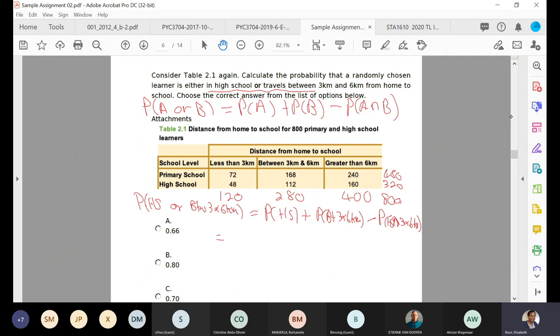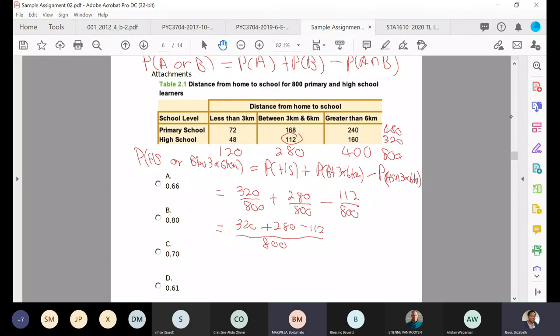Which then means the probability of high school, regardless of where they are, is 320 divided by 800, plus the probability of between 3 and 6 kilometers, 280 divided by 800, because these are events, minus the probability of a joint event, which is 112 divided by 800. Which is the same as 320 plus 280 minus 112, if you want to divide by 800. Zero comma six one. So D. Therefore, D is correct.